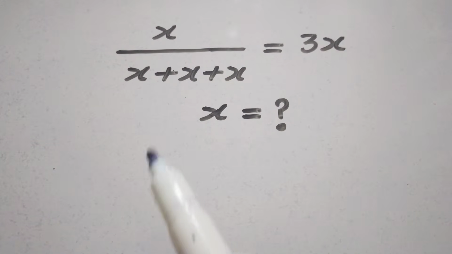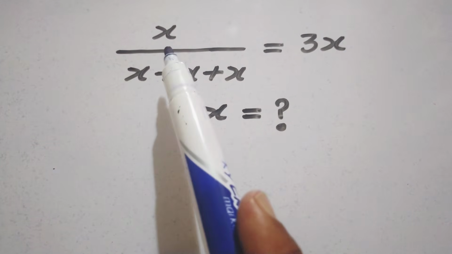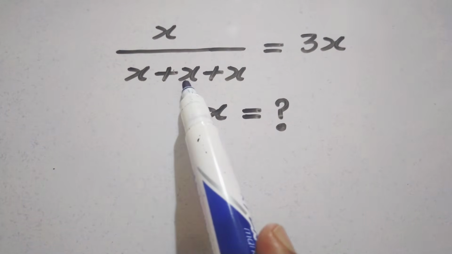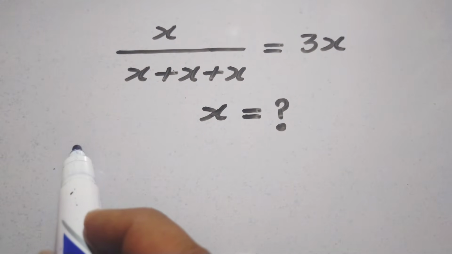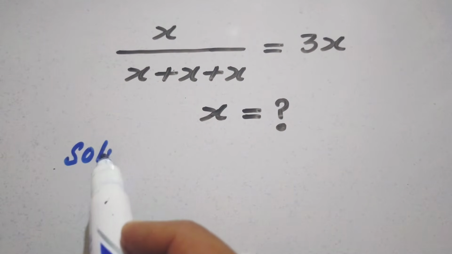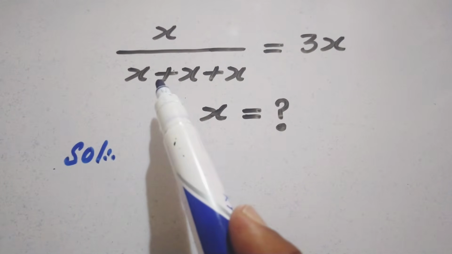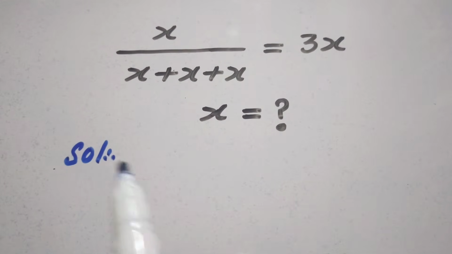Welcome. Let's solve this very nice problem for the value of x: x divided by x plus x is equal to 3x. So let's come to the solution. We will find out the value of x by multiple methods. Let's try the first method.